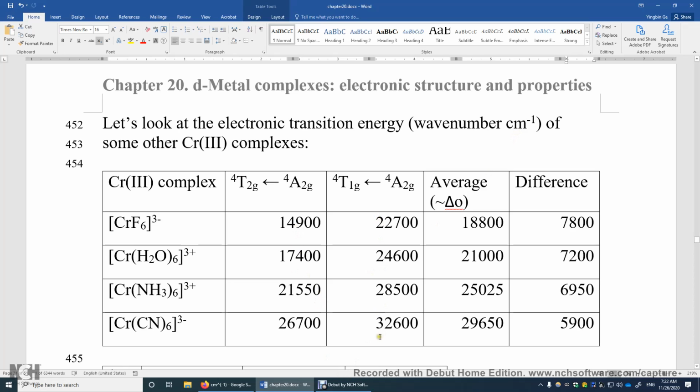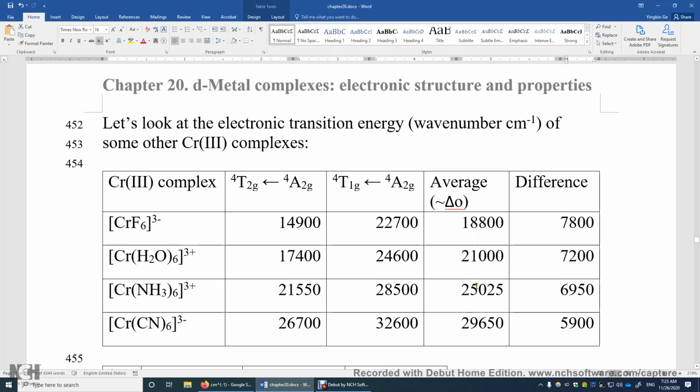Now let's look at those numbers. Well, of course, they are different, and then we can take the average. The average is actually the delta O, the crystal field splitting parameter, delta O, for this octahedral complex. Look at the delta O's. And then we can take the difference. The difference originates from the difference in the electron-electron repulsion. All right? So now let's look at the average first.